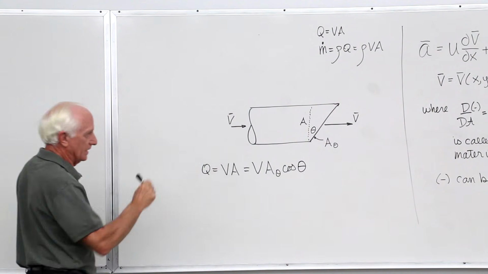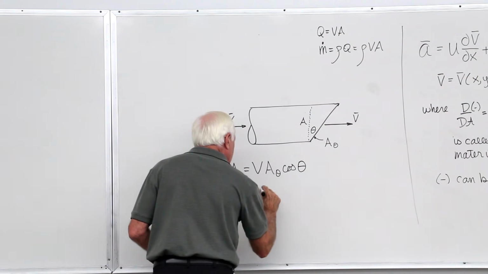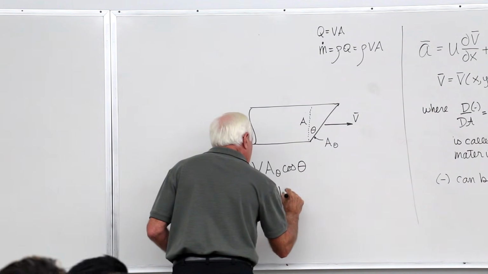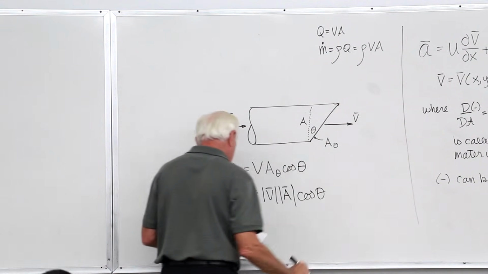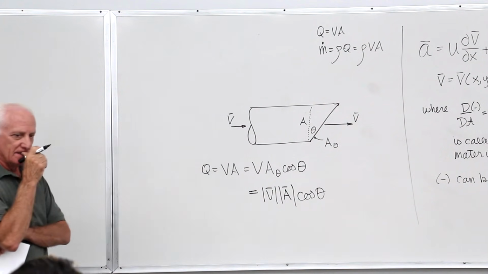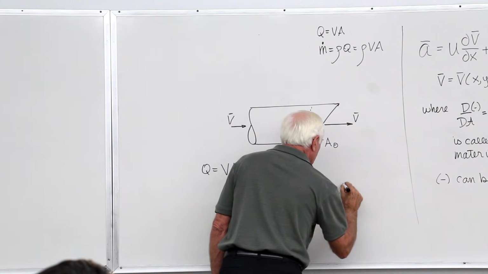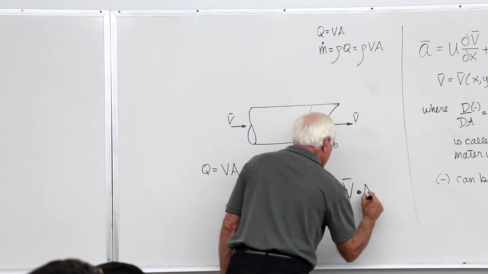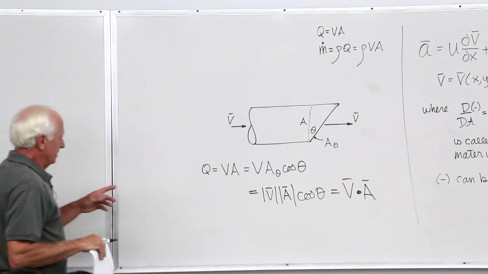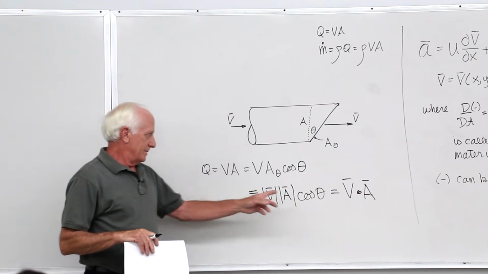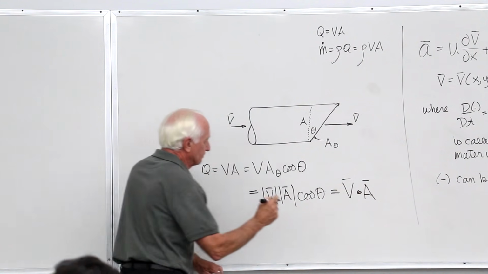Same thing. I'm doing a little right triangle there. This side right here looks something like this: magnitude B, magnitude A times the cosine of theta. That looks like the dot product. So if we want to deal with the flow rate Q, it's the velocity vector dotted with the area vector. Just one thing so you know.